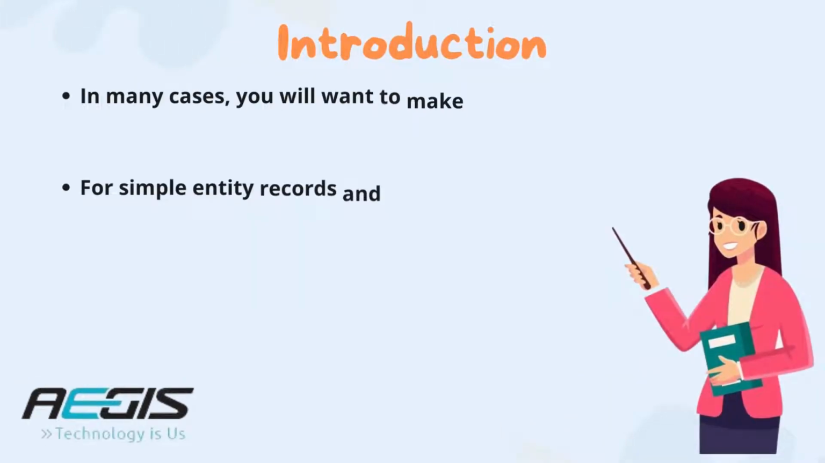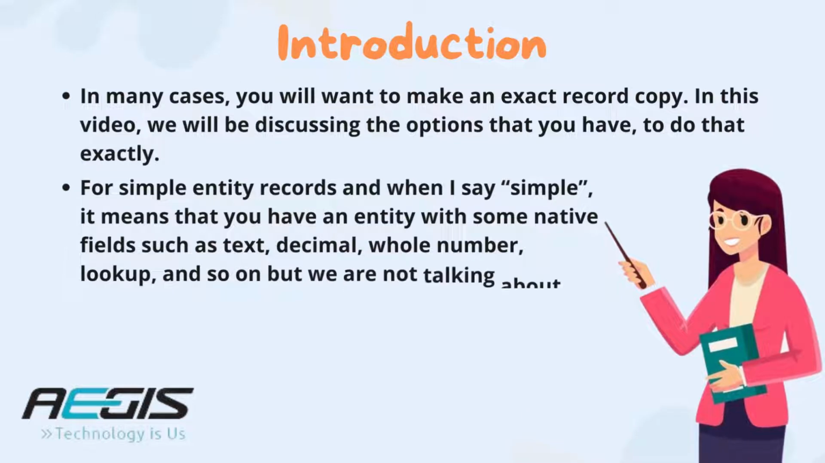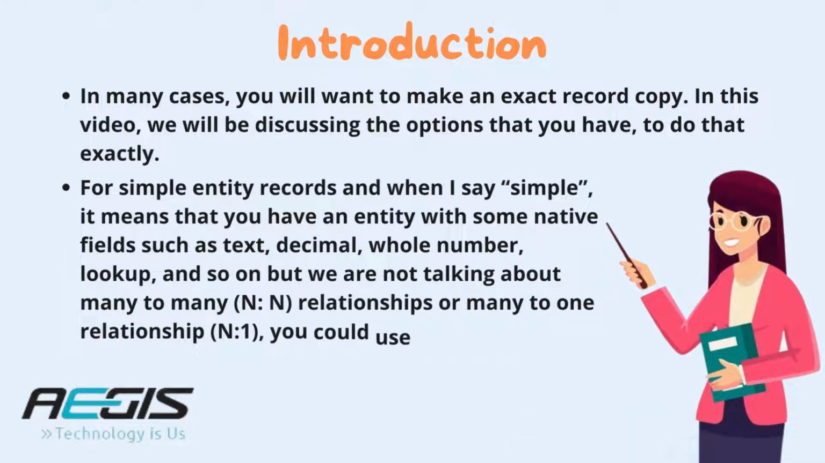Let's start with the introduction. In many cases, you will want to make an exact record copy. In this video, we will be discussing the options that you have to do exactly that. For simple entity records, and when I say simple, it means that you have an entity with some native fields such as text, decimal, whole number, lookup, and so on, but we are not talking about many-to-many (N:N) relationships or many-to-one (N:1) relationships.